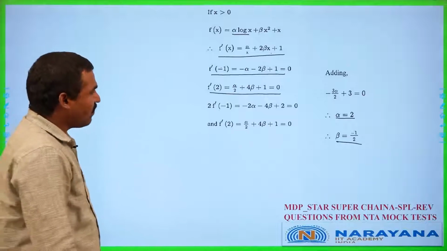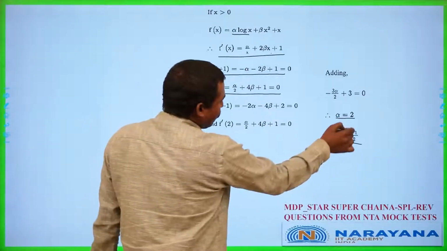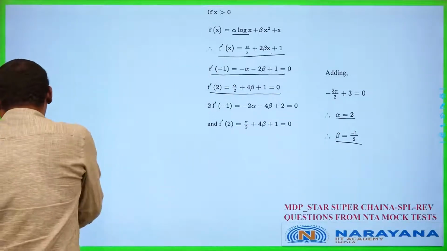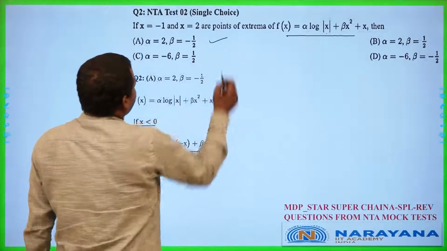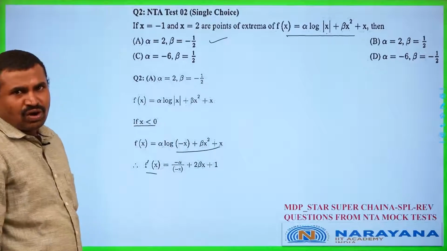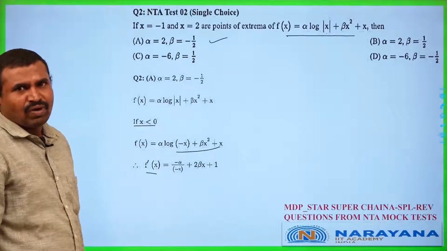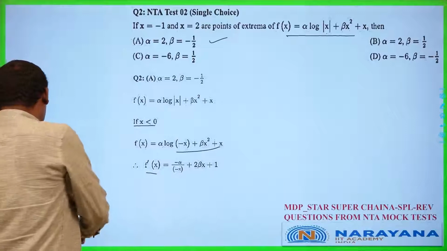So, the values are alpha is equal to 2 and beta is equal to minus 1 by 2, and the correct answer is option A. Now, let us go to the second question.